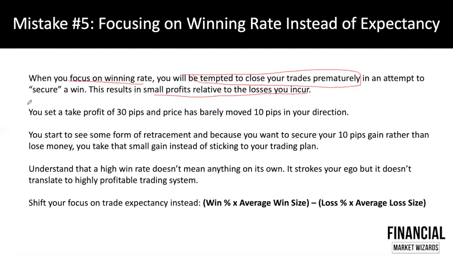So this is what a lot of people do, right? You set a take profit of 30 pips, right? If you follow our signals, our take profit is usually 20 or 30 pips. But, you know, as price moves, maybe even 7 pips, 10 pips in your direction, you get fidgety. You cannot take it because you want to register a win, okay? You want to close it off as a win.